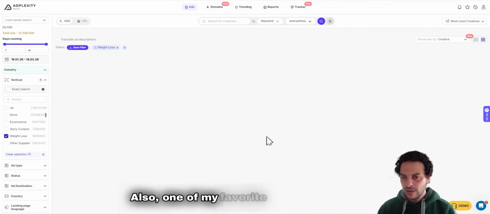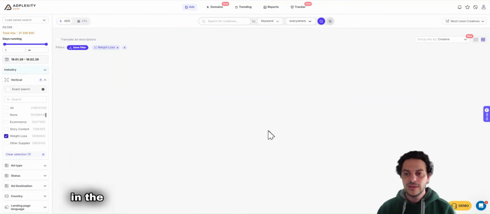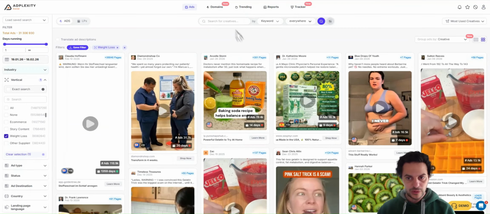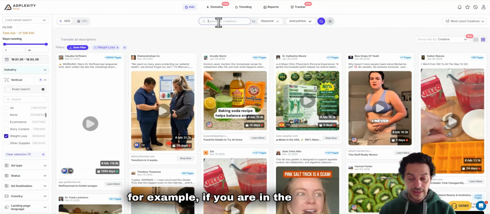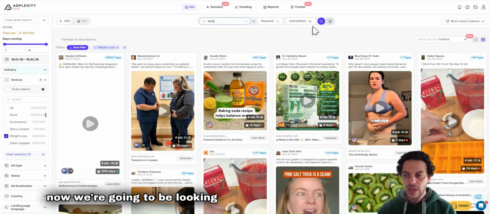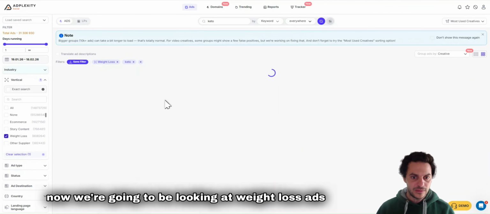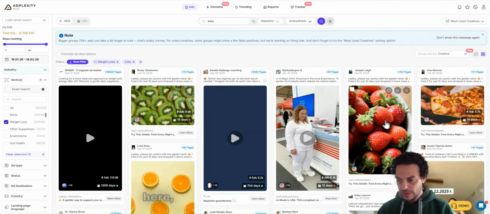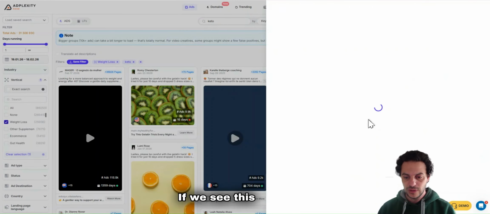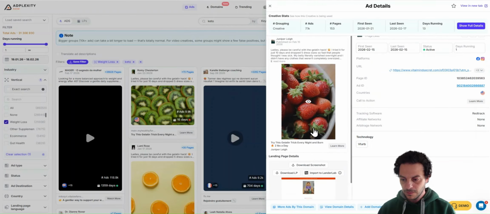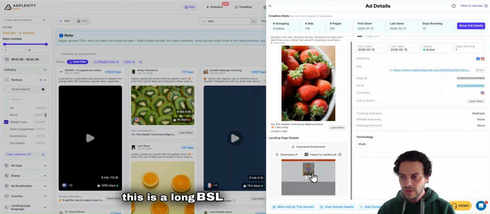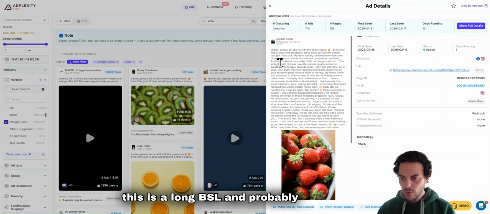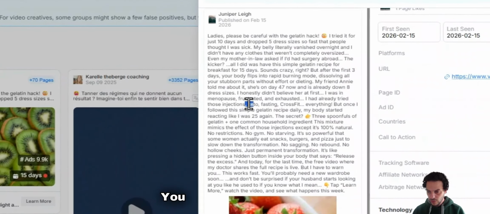Also, one of my favorite ways to do this, in the case that you have certain keywords or certain things, for example, if you are in the keto space, now we're going to be looking at weight loss ads with the keto world. So for example, let's see what we find here. This is a long VSL, and probably somewhere it says keto. You see here on the ad copy, we have the keto.